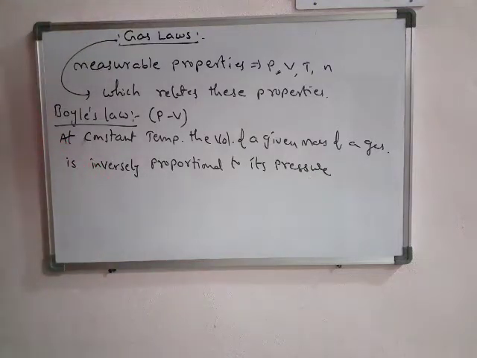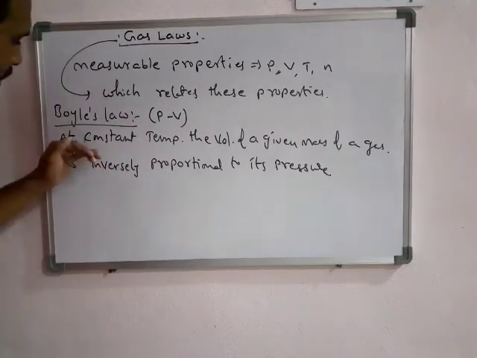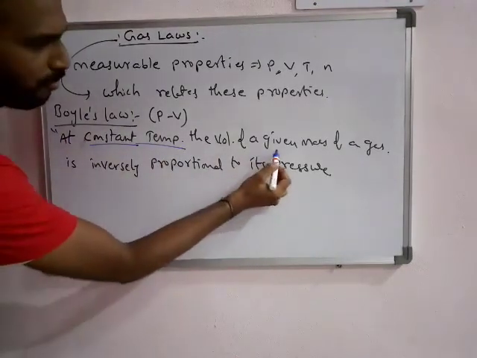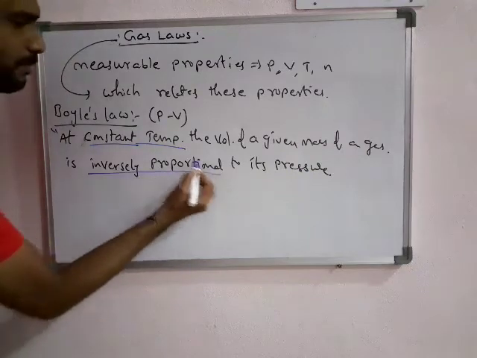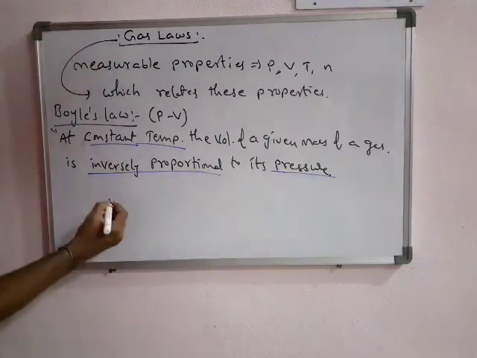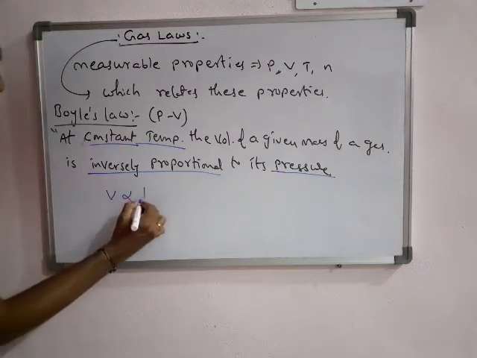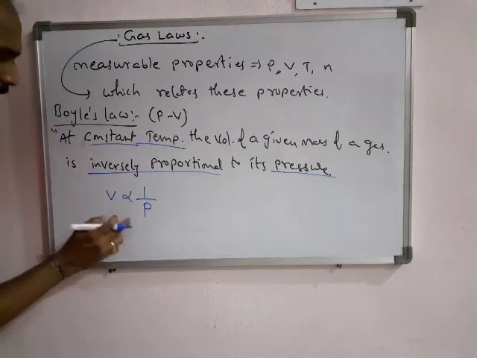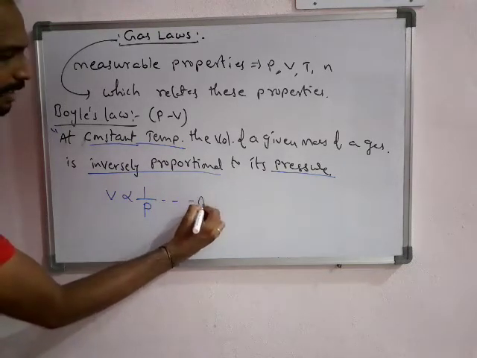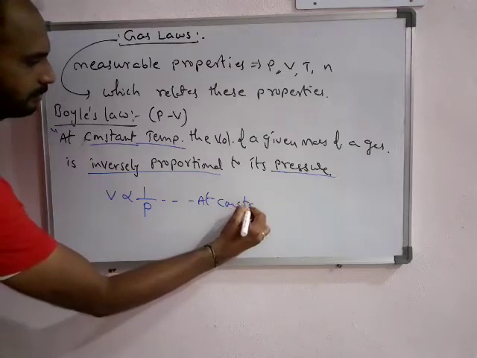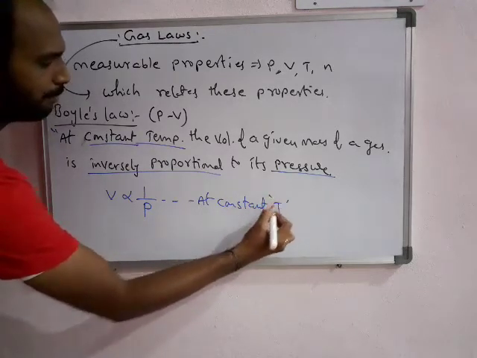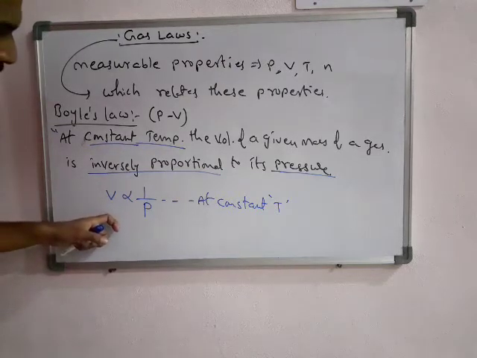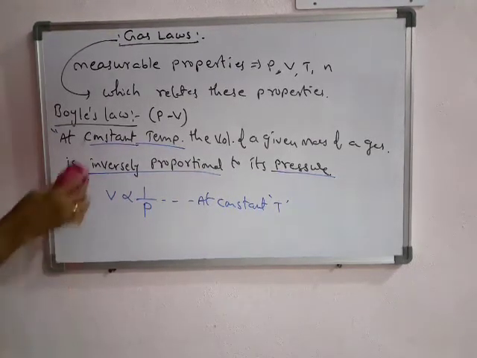Okay, now this is the simple definition. So at constant temperature, the volume of a given mass of a gas is inversely proportional to its pressure. Means the volume is inversely proportional to its pressure, or pressure is inversely proportional to volume. It is applicable only at a constant temperature. Now we see the explanation for this equation, and we see many graphs for it.